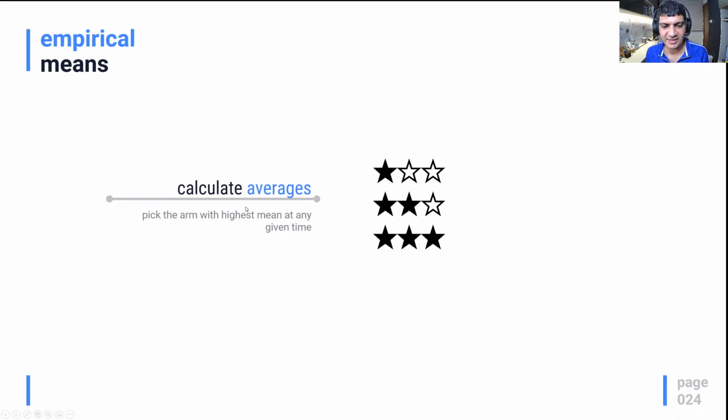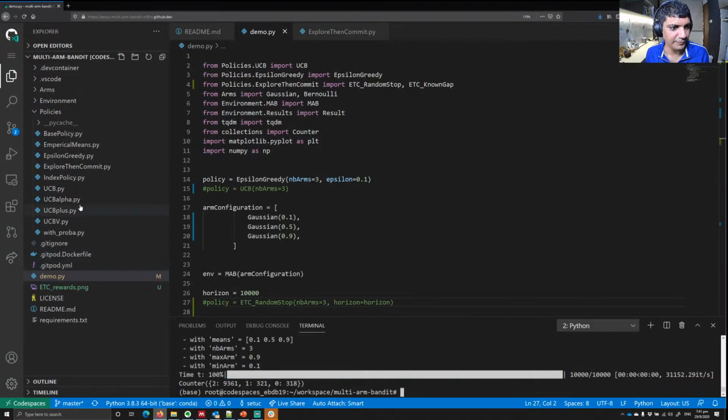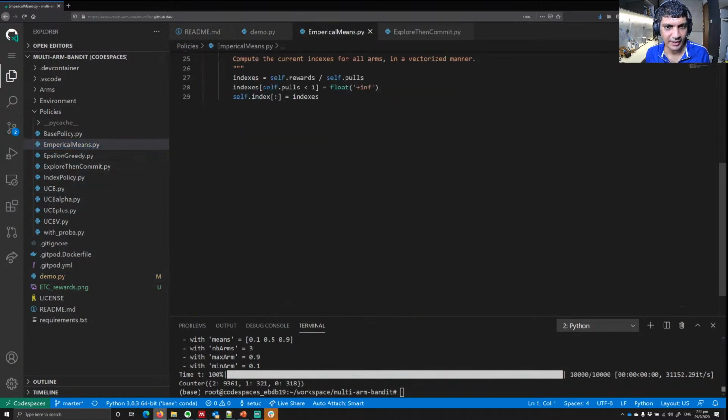So now let's jump back to our code again and see how we calculate those values. Let me jump back to my code. I have an empirical means, which is a very simple one. For each of the indexes, I'm just doing rewards divided by how many pulls we have, and that will help me pick the best arm.